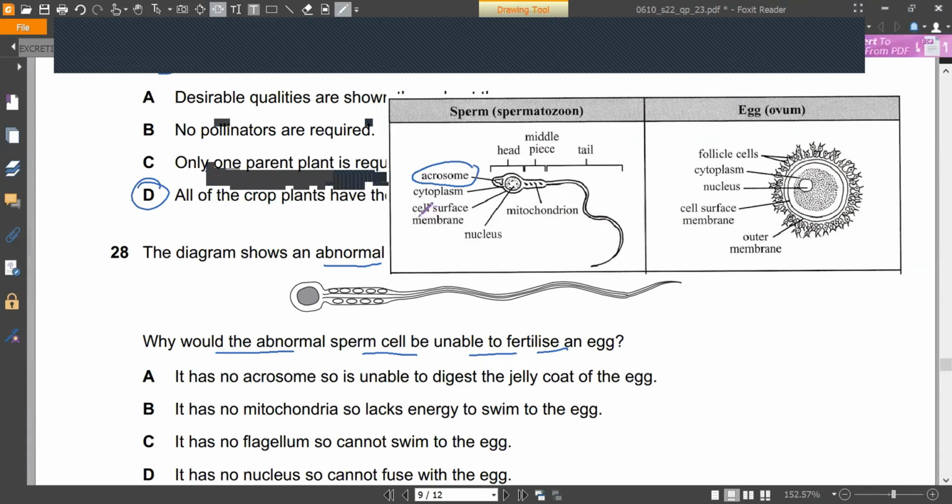What is the function of the acrosome? The function is to digest the jelly coat on the egg, so the sperm can enter the egg and fuse with the nucleus. That is fertilization. If it has no acrosome, it does not have the enzyme to digest the jelly coat of the egg. That's the idea.